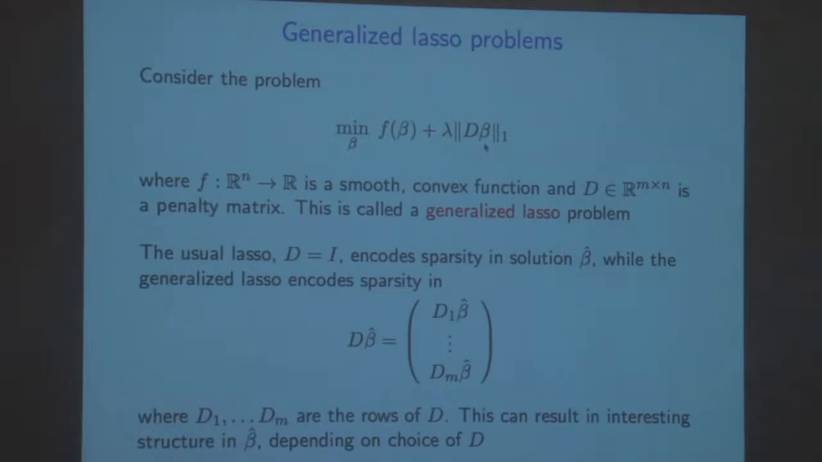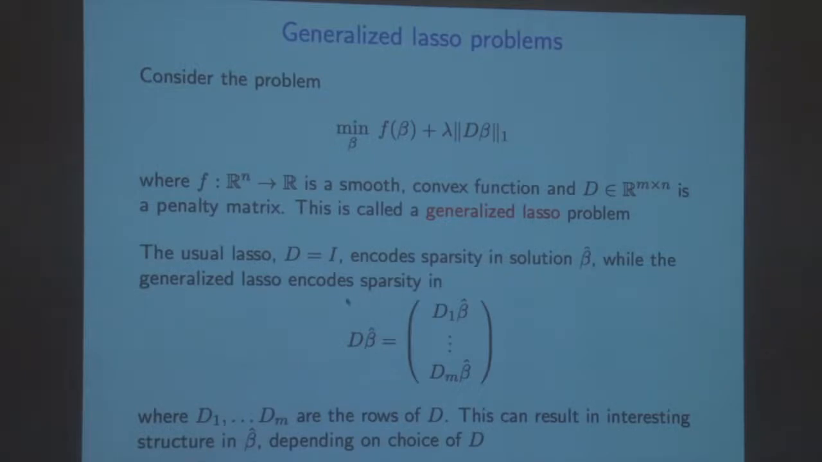The generalized lasso doesn't actually do that, right? It encodes sparsity in D times the coefficients, or D times the estimate. So if we were to write that out as a vector, each row, D1 through Dm are its rows, it encodes sparsity in certain linear combinations of the estimate. And that can result in interesting structure on the estimate depending on the choice of D.